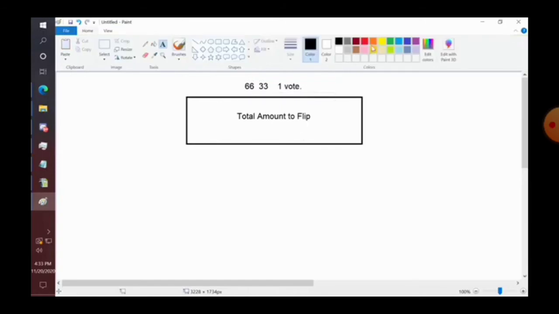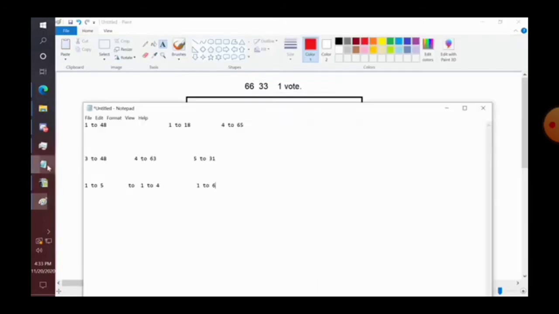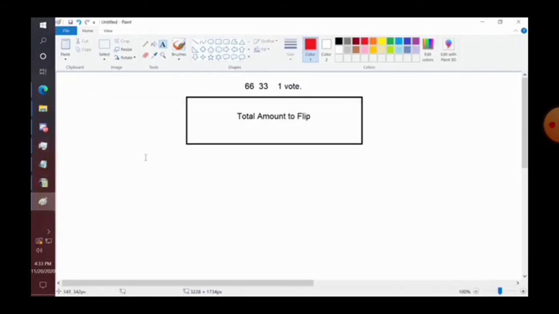And what it does is it splits into blocks. These fractional blocks.